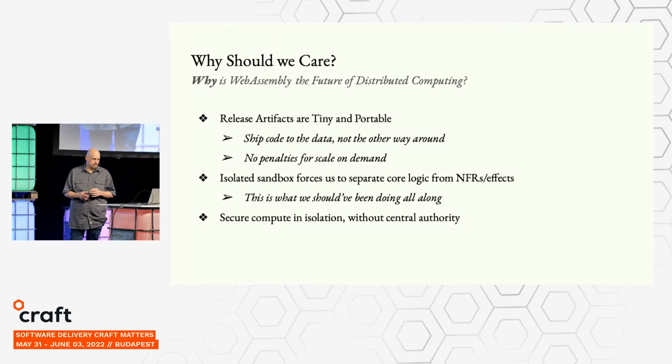This is an optimization that all of us have been wanting for a long time, but with the prevalence of things like machine learning models, where you have expensive compute and massive amounts of data, you want to be able to ship the compute to the data rather than the giant data set to the compute. And there's no penalties for scaling on demand, because if your unit of distribution is now a meg or less, it becomes trivial to ship that unit of compute anywhere you want it to run.